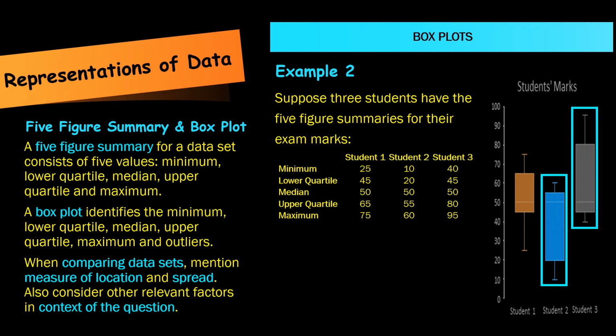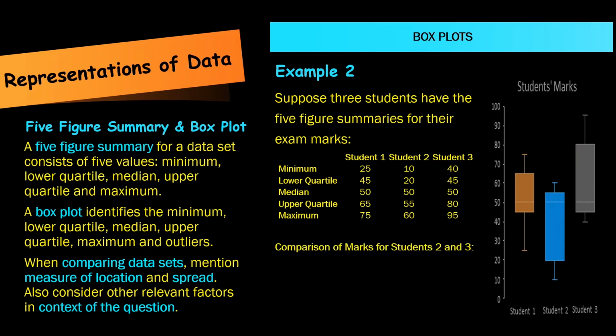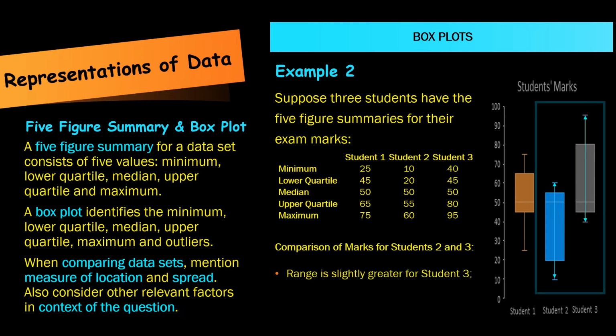So, for example, if we are comparing the marks for student 2 and student 3, we could mention the range. Notice that it's slightly greater for student 3. The median is actually the same. However, the marks are generally lower for student 2.